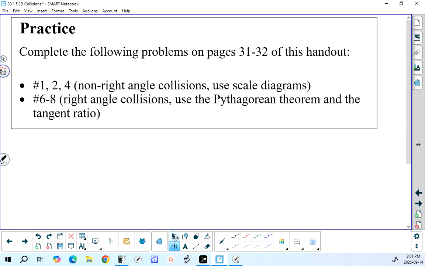These are the problems that I recommend going with this part of this topic. Questions 1, 2, and 4 on these pages of your handout deal with what we were just doing, and questions 6, 7, and 8 are right angle collisions where you use the Pythagorean theorem and the tangent ratio to solve the problem. In the next lesson, what we're going to do is look at the more mathematical approaches, the trigonometric approaches, the mathematical approaches that rely on geometry rather than drafting.